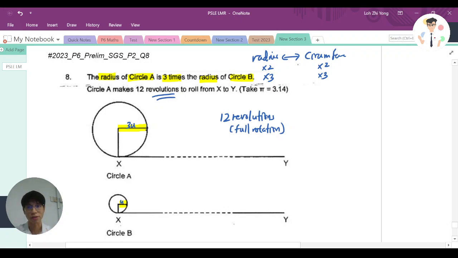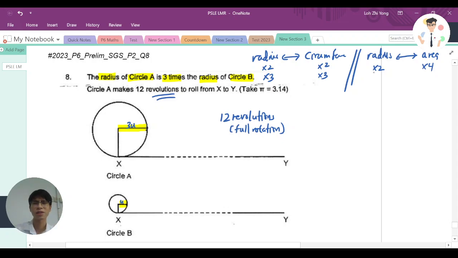Okay, get this concept? Let me just add on something that's not related to this. How about radius and area of a circle? Now I'm talking about the area of a circle. If radius times 2, what would be the area? Is it also times 2? The answer is no. It's actually times 4.